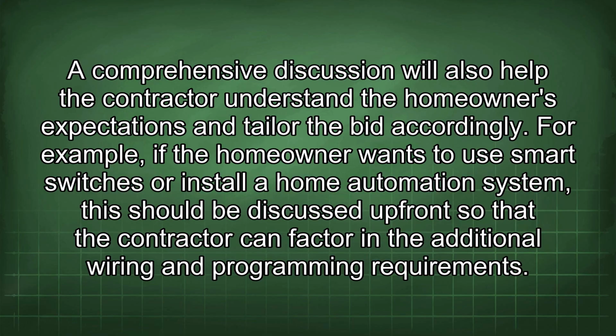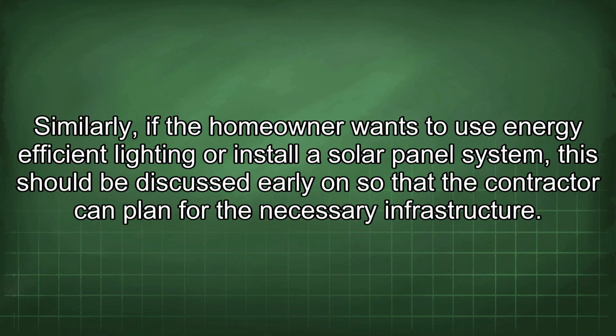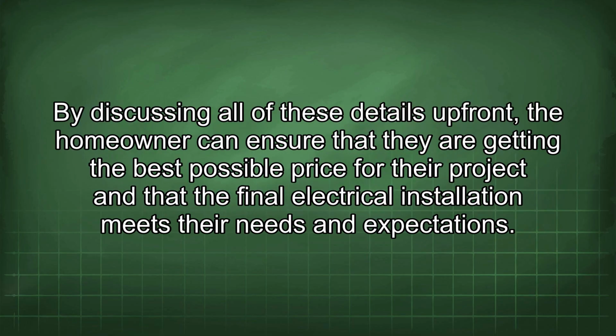For example, if the homeowner wants to use smart switches or install a home automation system, this should be discussed upfront so that the contractor can factor in the additional wiring and programming requirements. Similarly, if the homeowner wants to use energy-efficient lighting or install a solar panel system, this should be discussed early on so that the contractor can plan for the necessary infrastructure. By discussing all of these details upfront, the homeowner can ensure that they are getting the best possible price for their project and that the final electrical installation meets their needs and expectations.